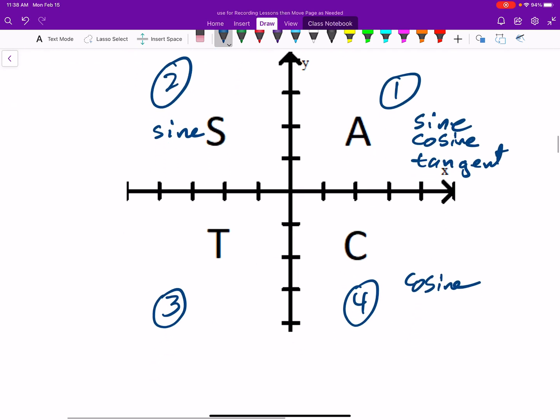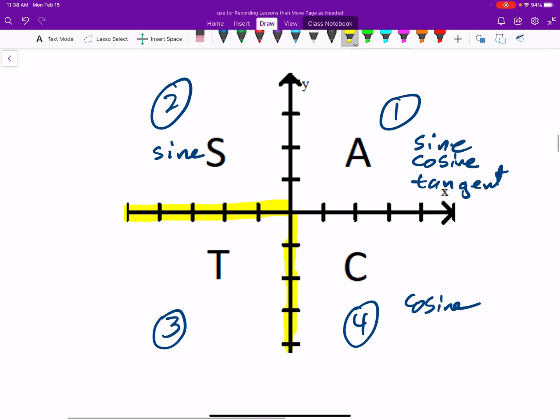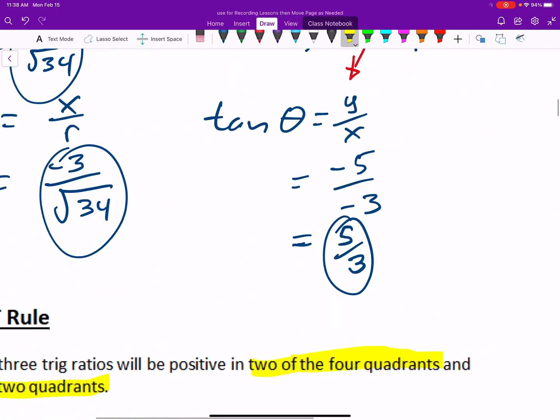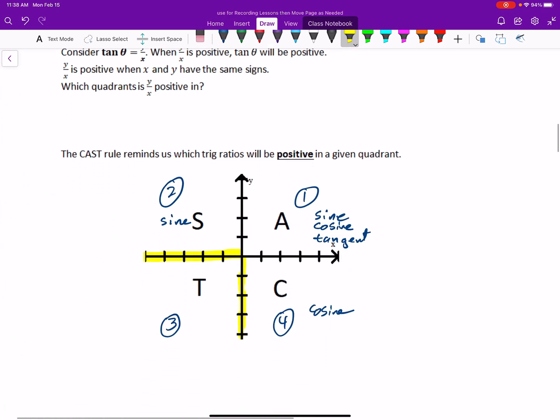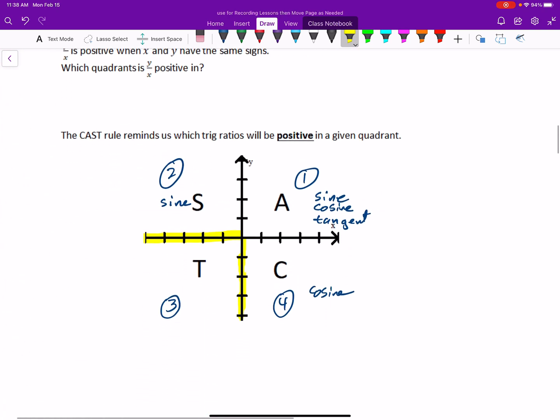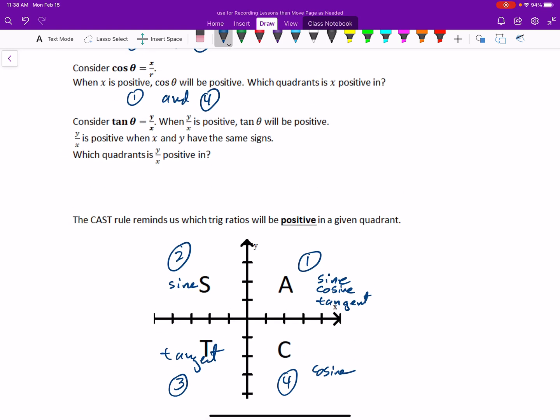But in quadrant 3, x is negative and y is negative. So I'm going to have a negative over a negative, which I just pointed out above simplifies. Just up here, we saw that negative over negative becomes positive. So in quadrant 3, tan is going to be a positive value. So tangent is also positive here. So tan is positive in quadrants 1 and 3.